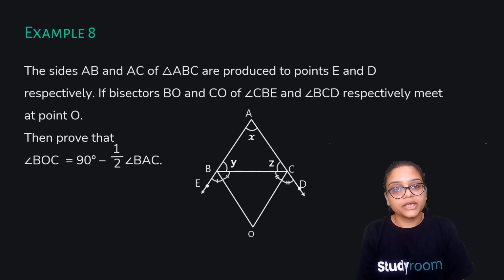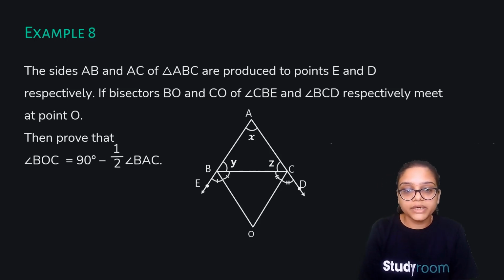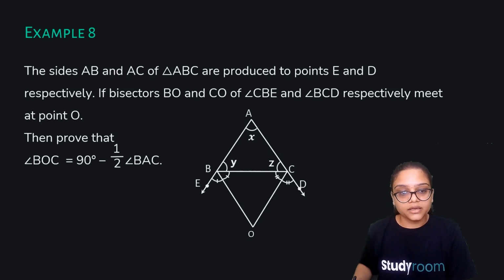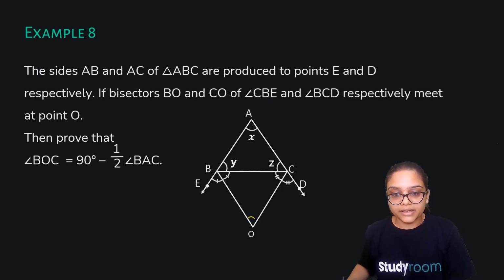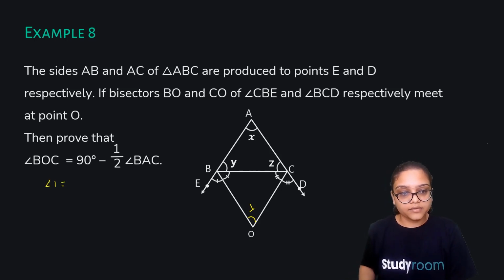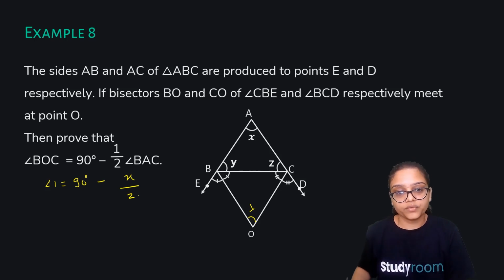The sides AB and BC of a triangle ABC are produced to extend to E and D. If the bisectors BO and CO of angle CBE and angle BCD meet at point O, then prove that angle BOC is 90 degree minus x by 2. We are just naming the angle so that it's clear to you: angle 1, and this is angle X, already named. So we have to prove that angle 1 is equal to 90 degree minus x by 2. Correct? How would we do that?